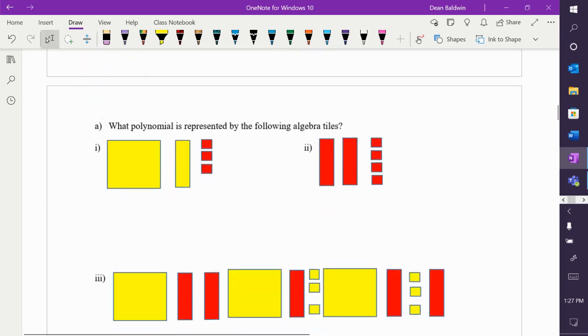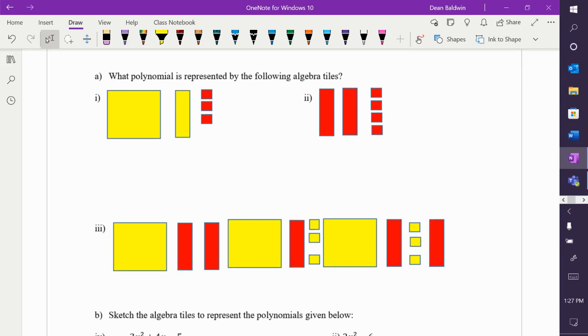All right. So what do these polynomials represent? What's the first one?